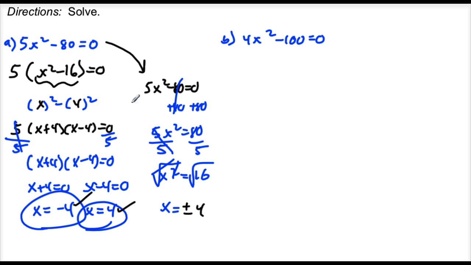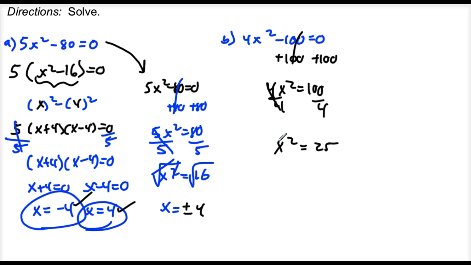If you want to do that for this other problem, you can still factor, but I'm going to do it by my second method. I add 100 to both sides and get 4x squared equals 100. I divide both sides by 4 and get x squared equals 25. Then I take the square root of both sides, and I get x equals, don't forget, plus or minus 5. And there we go.